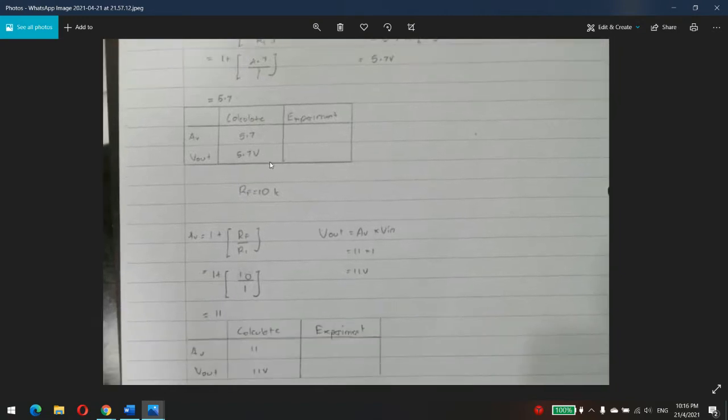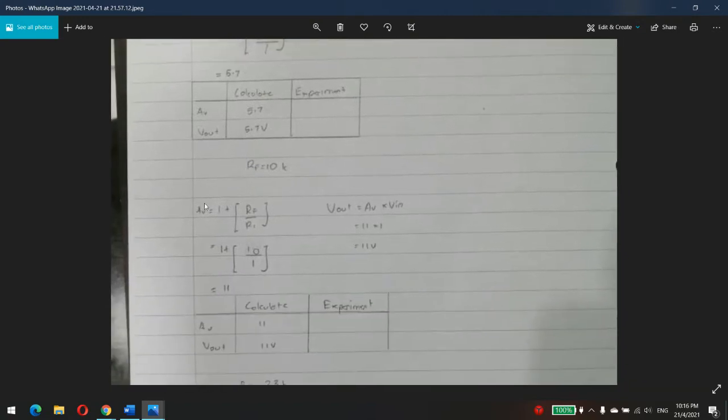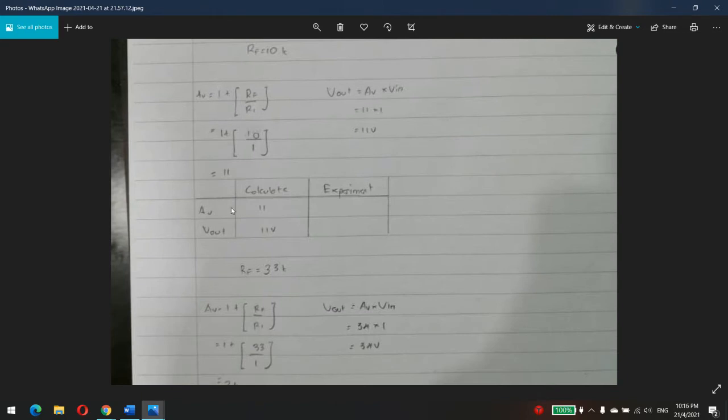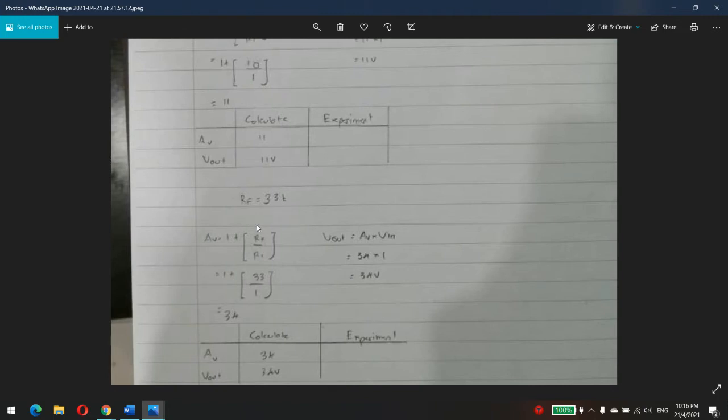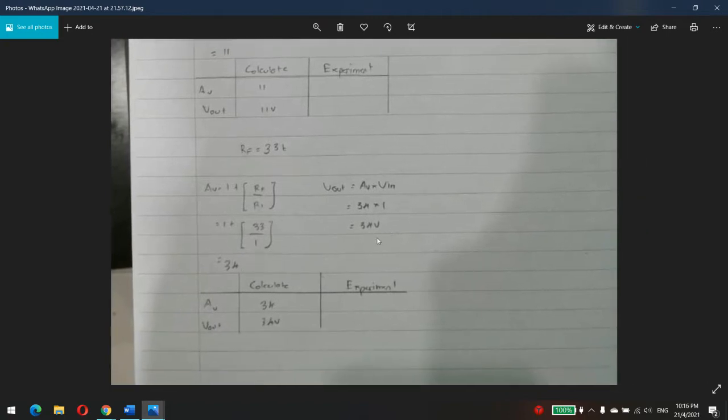Then we go for 10k. Same as before: AV equals 1 plus RF over R1, and V out is AV times V in. When we get AV, we can find V out. So both are 11 and 11 volt. Then we go for 33k. Same formula: 1 plus RF over R1, then V out is AV times V in. Both are the same, 34 and 34 volt.